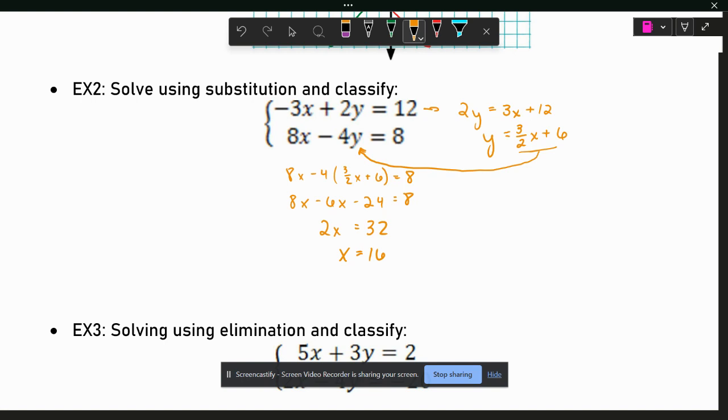So now once you get your variable, in this case, I eliminated my y, I'm solving for my x, I get x is equal to 16. You can then plug that 16 back into either of the two original equations, or even the new one that says y is equal to 3/2 x plus 6. And as always, if I were to graph both of these, they would intersect then at the point (16, 30).